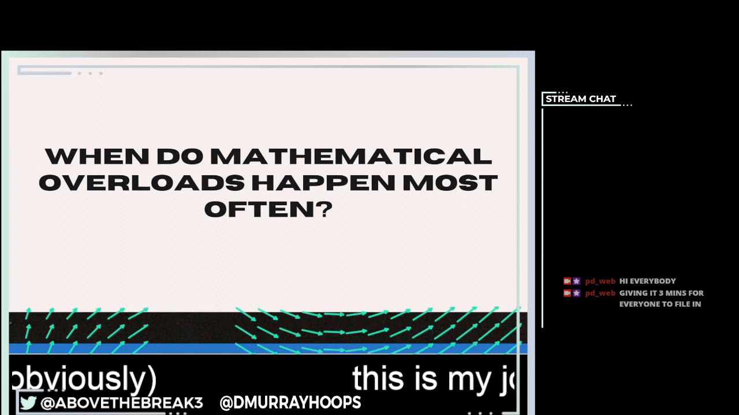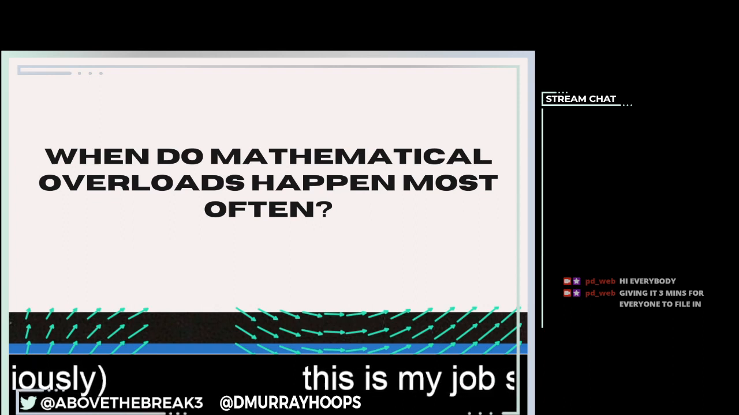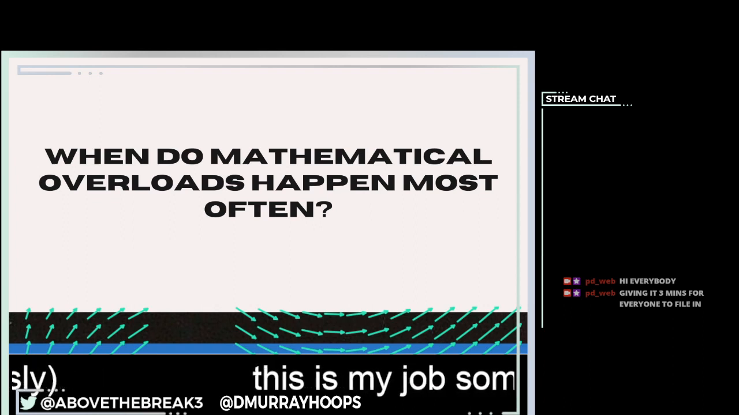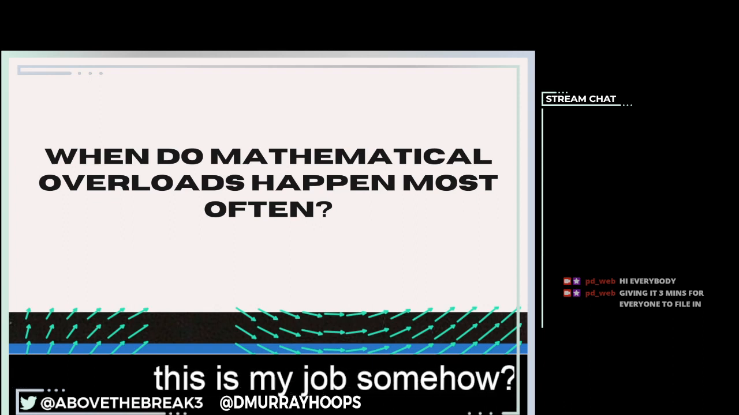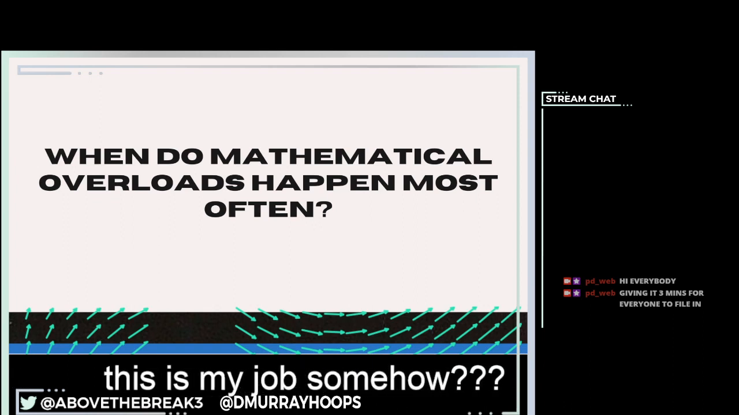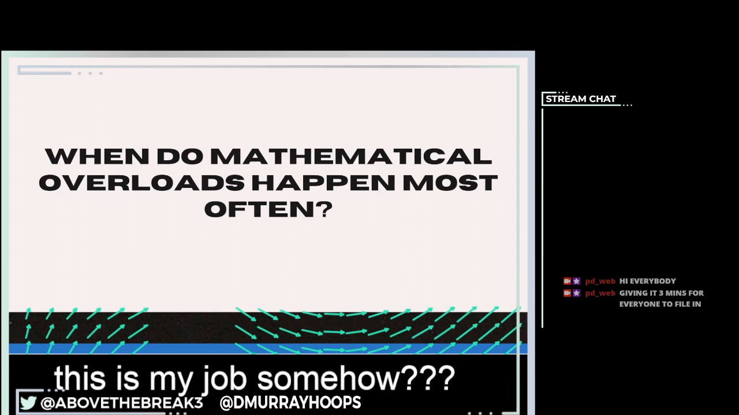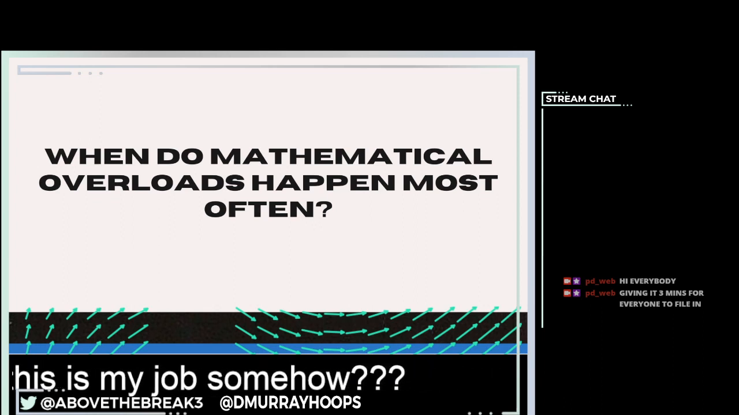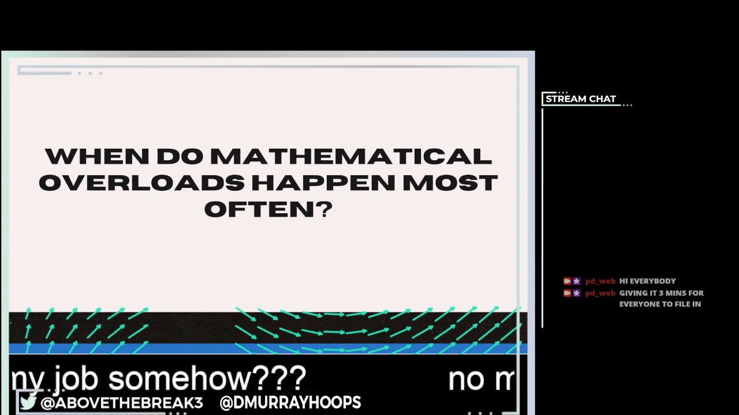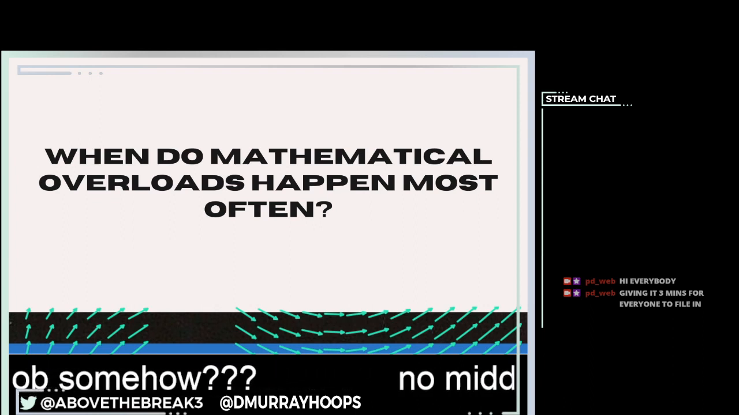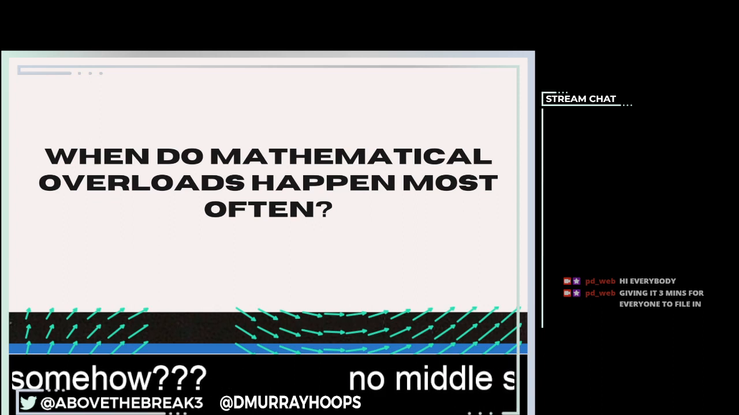And then our final one is, where do mathematical overloads most often happen? This is the idea that there's offensive and defensive overloads. We're looking at this from a defensive perspective. So where are the areas where you're going to be weakest, where you know that the worst decisions are going to happen for your defense? Then where are the areas where you are strongest? Where can you funnel? Where are you pushing? Where are the places where the offense is at a natural disadvantage?